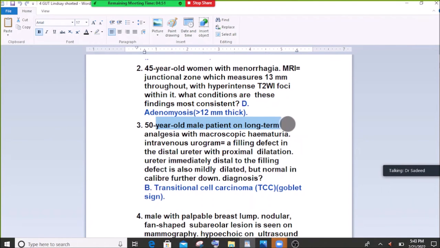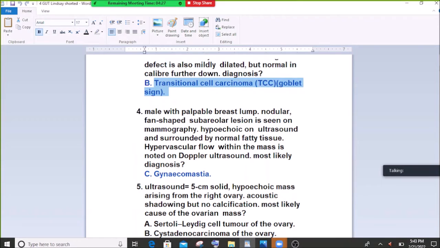Question 3. A 50-year-old male patient on long-term analgesia with macroscopic hematuria. Antegrade pyelogram shows a filling defect in the distal ureter with proximal dilatation. The ureter immediately distal to the filling defect is also mildly dilated. Diagnosis: transitional cell carcinoma, because this is called the goblet sign. The filling defect in the distal ureter with proximal and distal dilatation is the goblet sign, seen in transitional cell carcinoma.